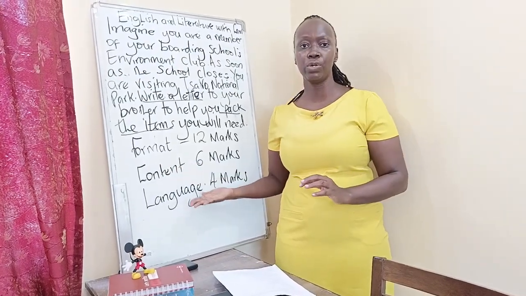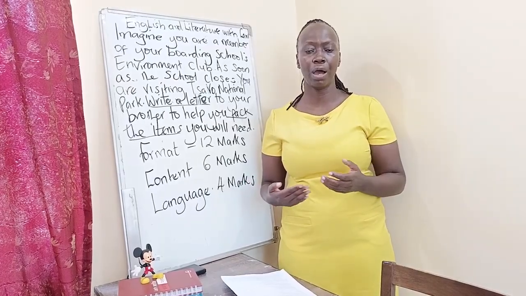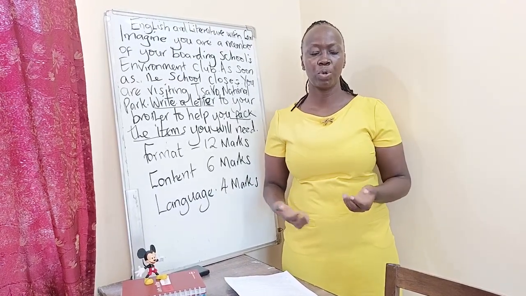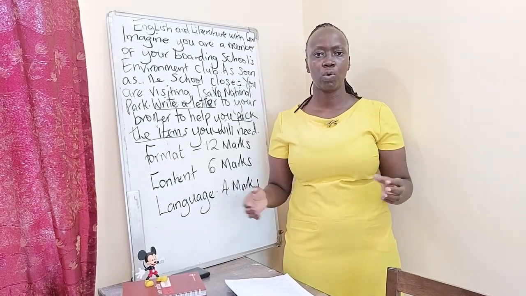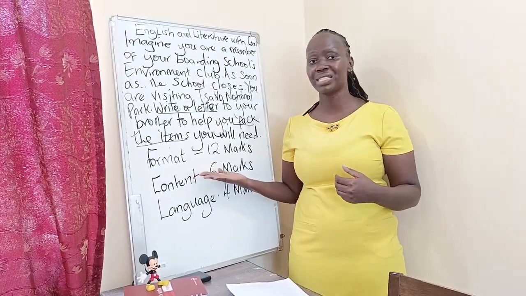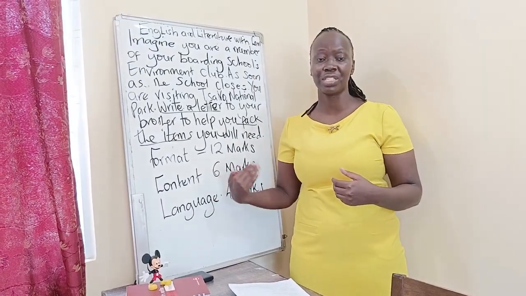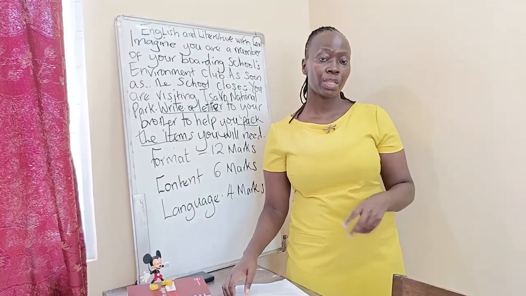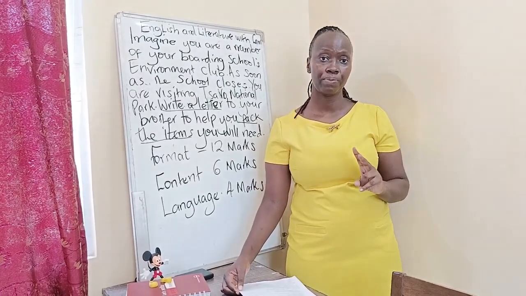I want to make it easy for you on how we award these marks, because I've realized that some students just start writing without that clarity in mind. So we will have the format, that is 12 marks, the content, that is 6 marks, and the language, that is 4 marks. You will have to split these items. There will be 2 of them.